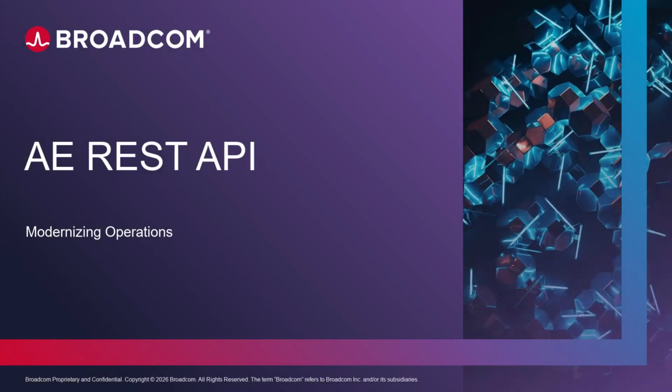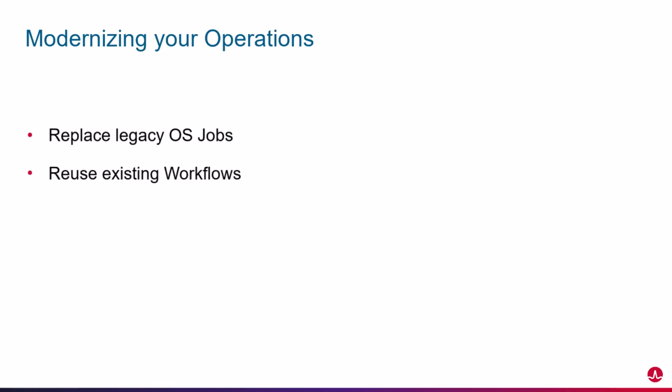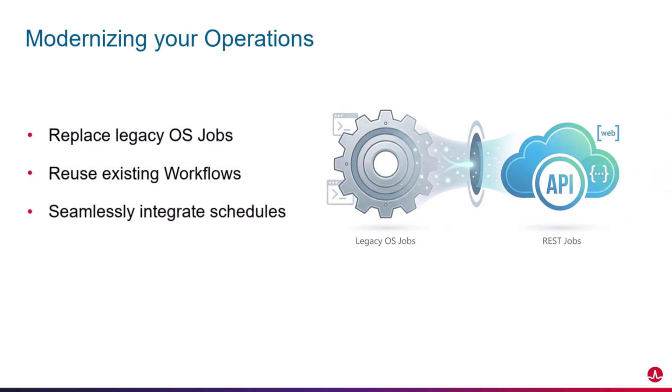Now let's see the AE REST API implementation. If you are an automation expert or integrating Automic into a broader CI or CD pipeline, you can reap the full benefits of the AE REST API. It empowers you to execute the exact same maintenance lifecycle using standard REST requests.